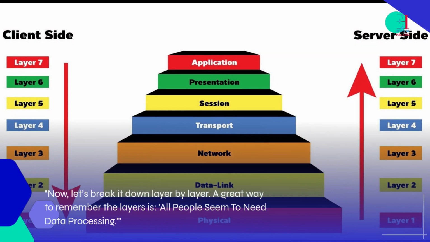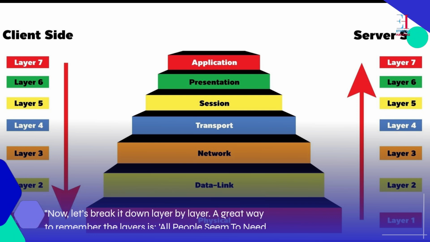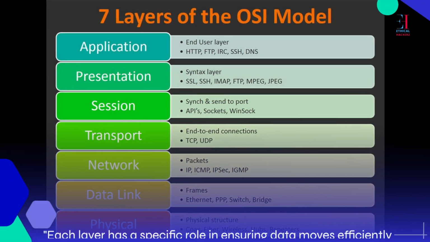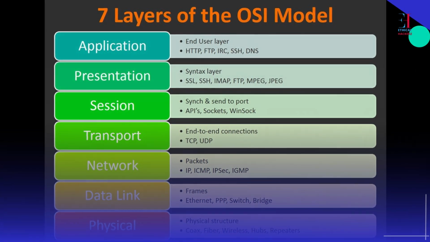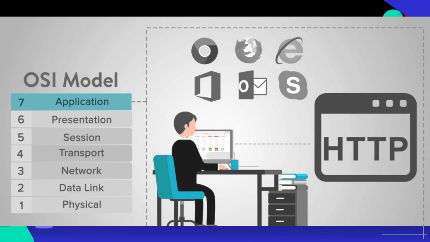Now, let's break it down layer by layer. A great way to remember the layers is, "All People Seem To Need Data Processing." Each layer has a specific role in ensuring data moves efficiently and correctly between systems. Let's briefly overview them. Seventh layer.